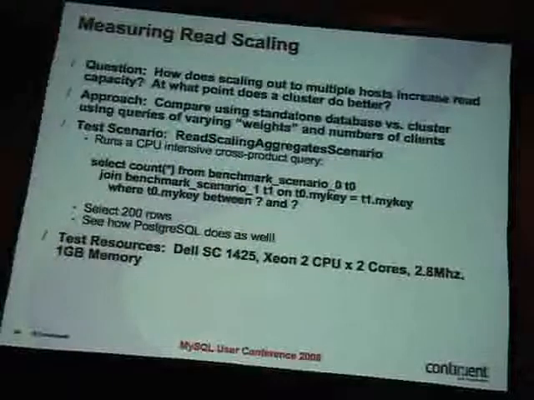Read scaling. This is a good one. I mentioned we do the aggregates. To make a long story short, we just do this query right here. We do a select count star, which turns out to be well chosen for some databases, but kind of sucks for MySQL. So I'm just going to show some quick graphs. I want to answer the question: when does scaling out increase read capacity? At what point does a cluster do better? So let's have a look.